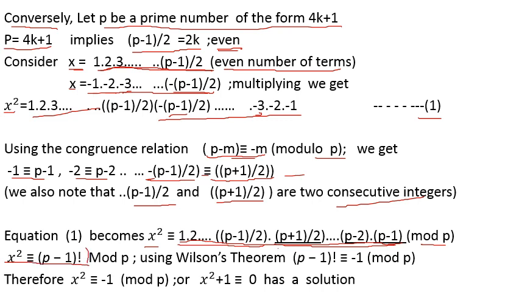But we have a famous result, p minus 1 factorial is congruent to minus 1 modulo p by Wilson. So the result becomes x square is congruent to minus 1 modulo p, or x square plus 1 is congruent to 0 modulo p has a solution.